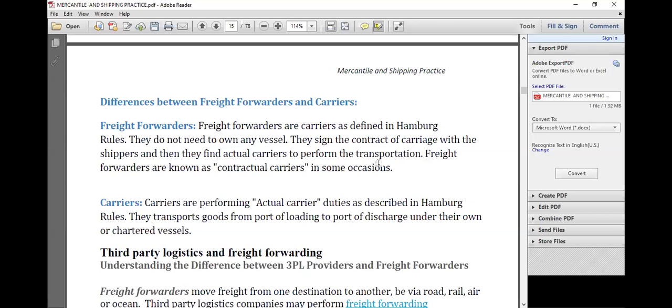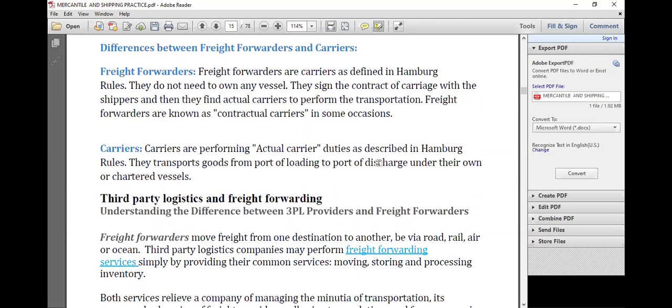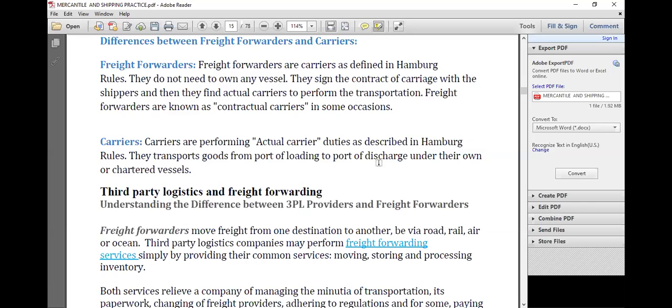Now, differences between a freight forwarder and a carrier. Who is a freight forwarder? They are carriers as defined in Hamburg Rules. They do not need to own any vessel. Understand that? So these people do not need to own any vessel. They sign the contract of carriage with the shipper, and they find an actual carrier to perform the transportation. So freight forwarders are known as contractual carriers. Okay, so they are carriers under contract, contractual carriers in some occasions.